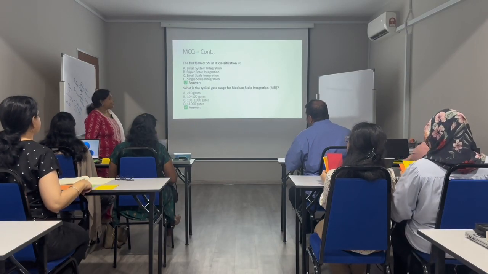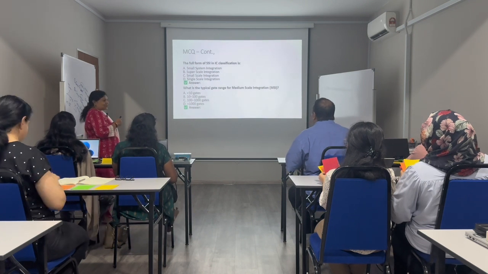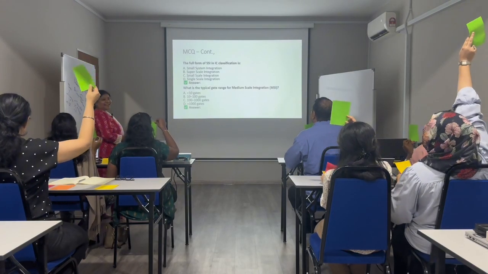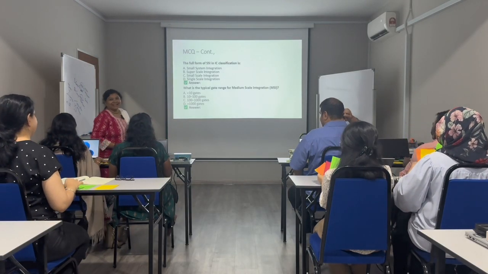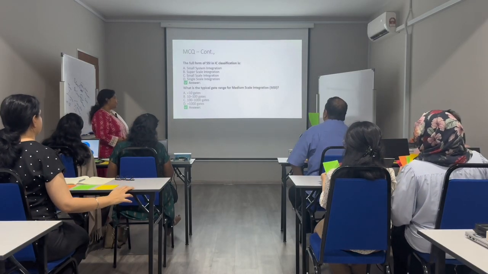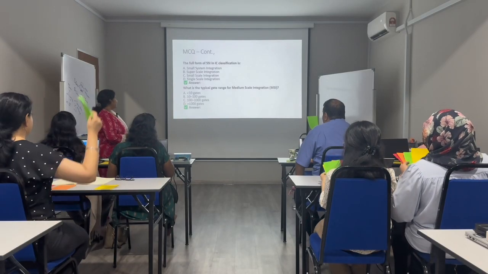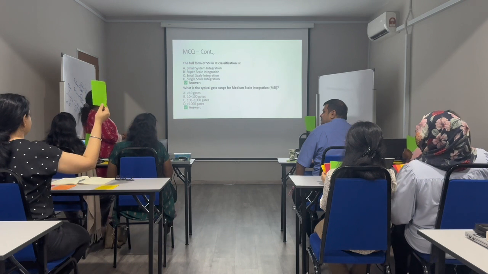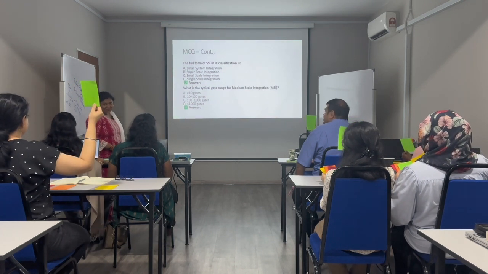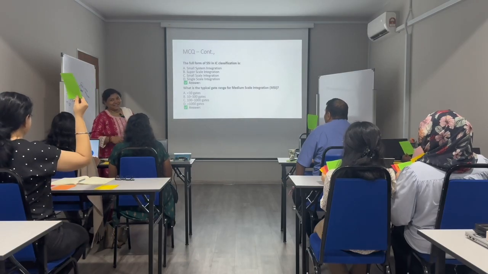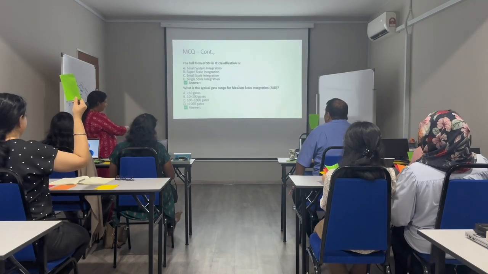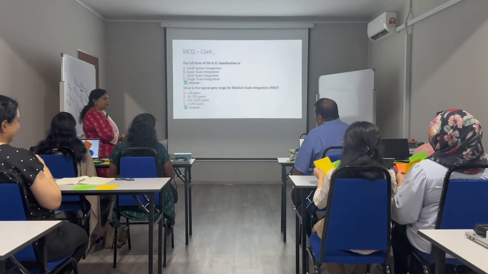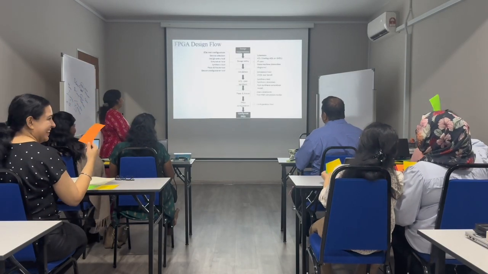Next. The full form of SSI in IC classification is small system integration, super scale integration, small scale integration, or single scale integration. Correct, it is small scale integration, right? And what is the typical gate range for medium scale integration, MSI? Less than 10 gates, 10 to 100 gates, 100 to 1000 gates, or more than 1000 gates. SSI, MSI, LSI, VLSI. Now we are in MSI, the second one. Yes, B, 10 to 100 gates. Okay? That's all.